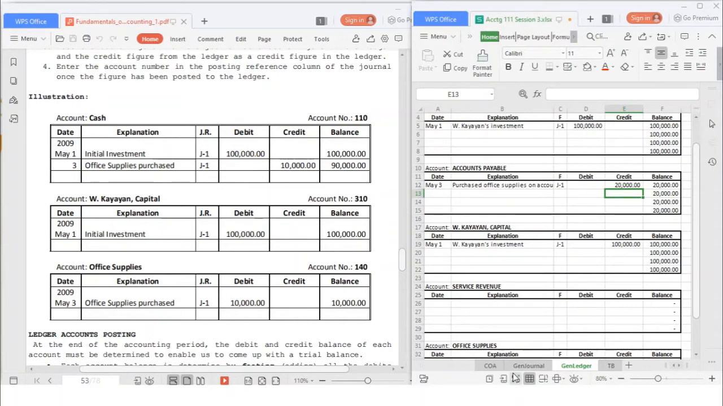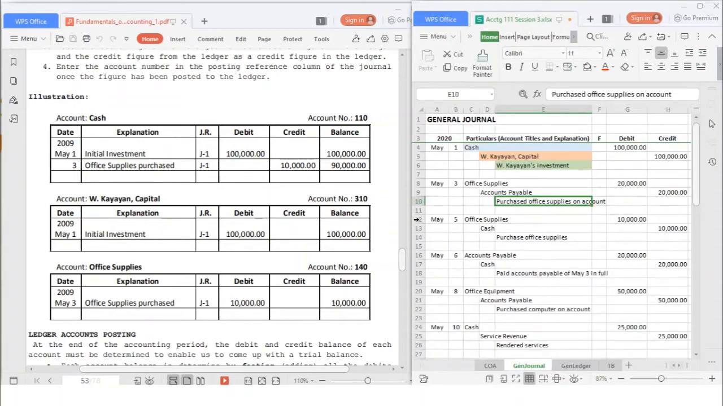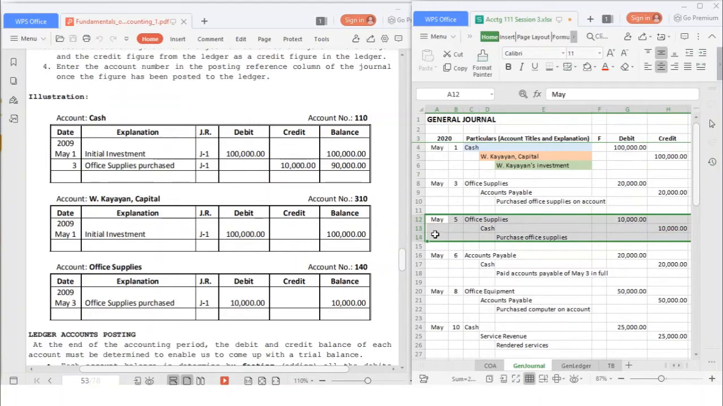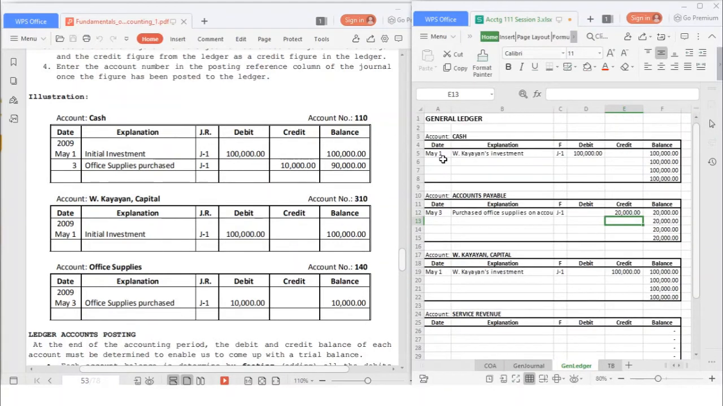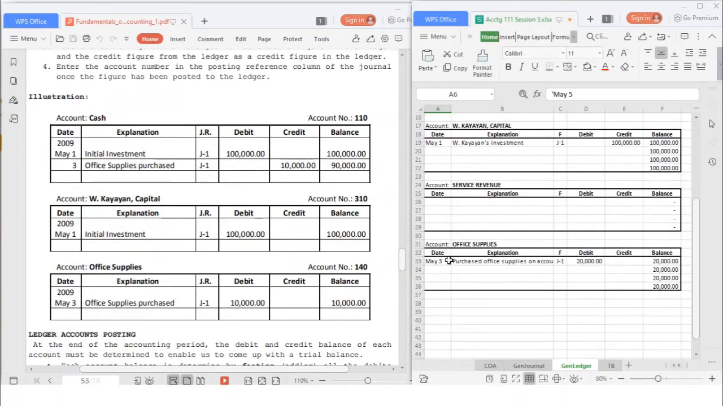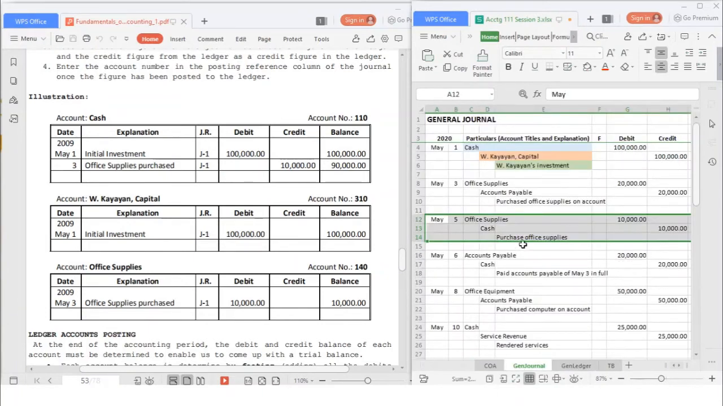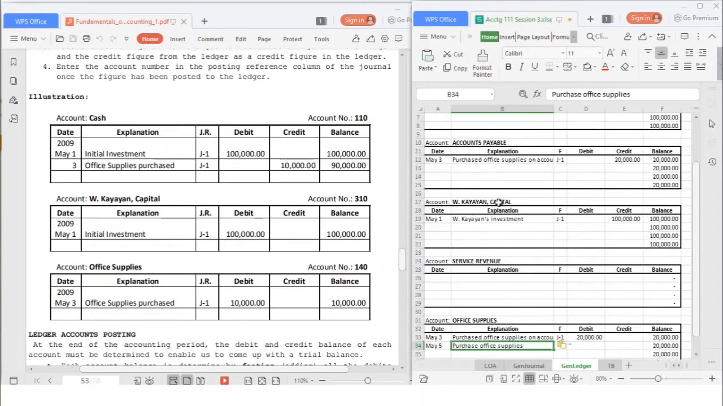Next is May 5. May 5 is office supplies and then cash. So, May 5. The affected accounts are cash and office supplies. And then what happened is a purchase.